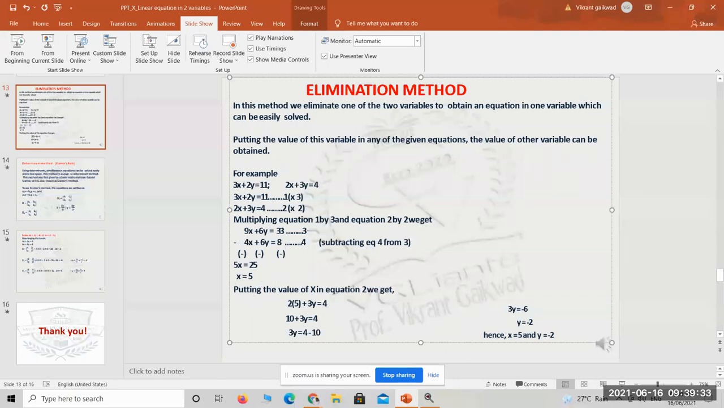Now put the value of x in equation 2. We get 10 plus 3y equals 4. So 3y equals 4 minus 10. After solving that, you will get the value of y equals minus 2. Is this understood, beta? Yes, sir.